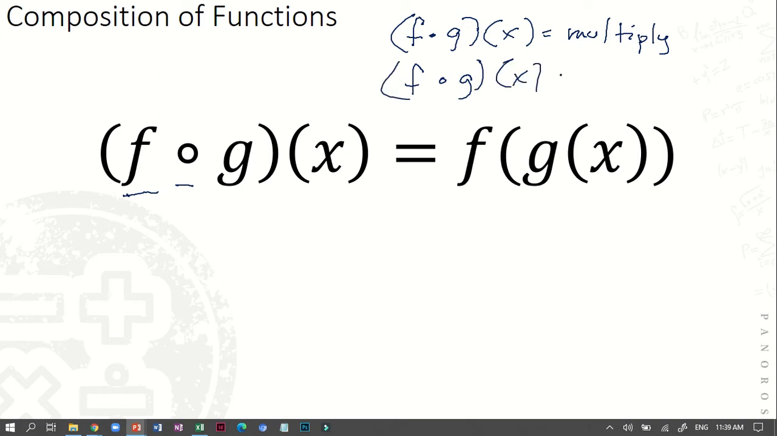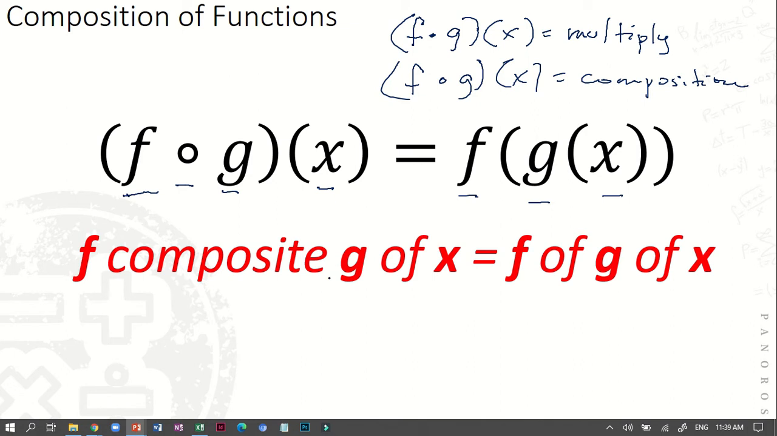So, mayroong difference baka malito. Ito ay composition. Okay, so F composite G of X is equal to F of G of X. So, yan ang tamang pagbasa ng composition of function. Again, F composite G of X equals F of G of X. Kasama sa activity ito mamaya, kaya pag-aralan ko paano binabasa.